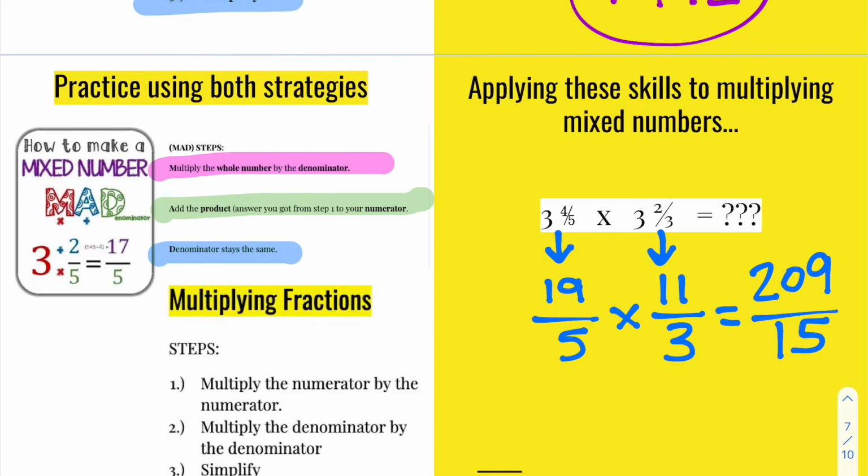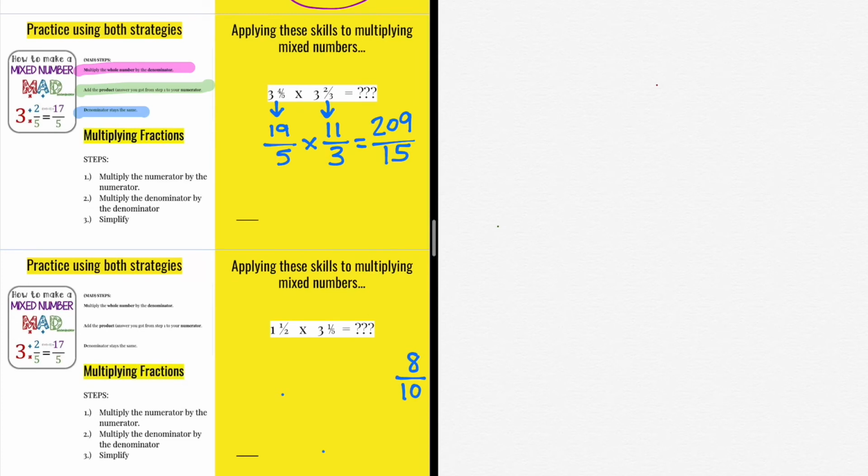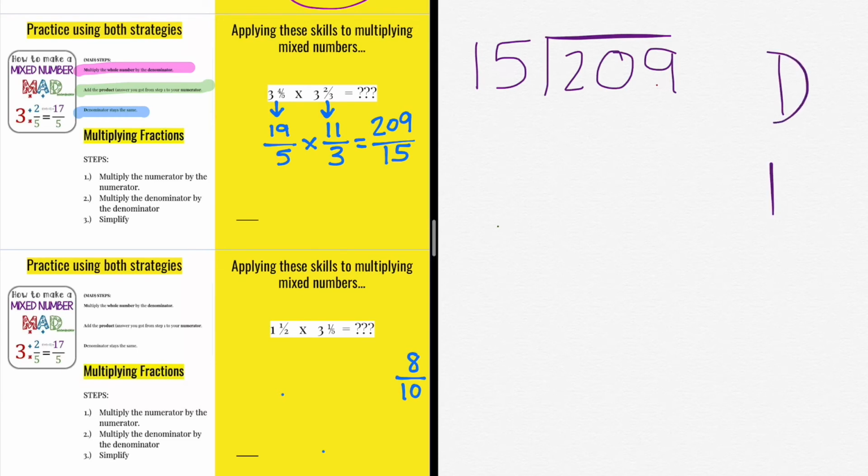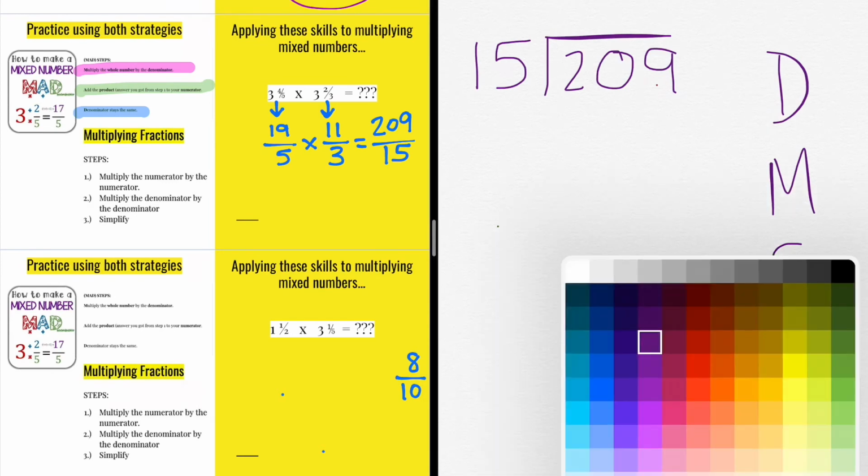209/15. Now I do still have to simplify. Now to simplify this, I will need to divide. To divide, I will be doing 209 divided by 15. And I will continue to use my does McDonald's sell burgers raw strategy.